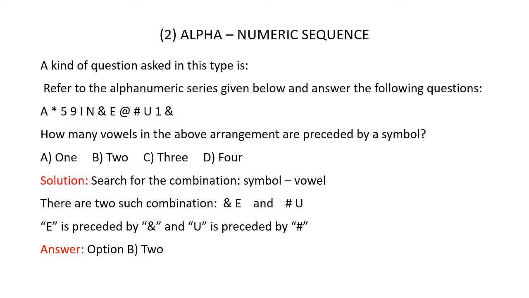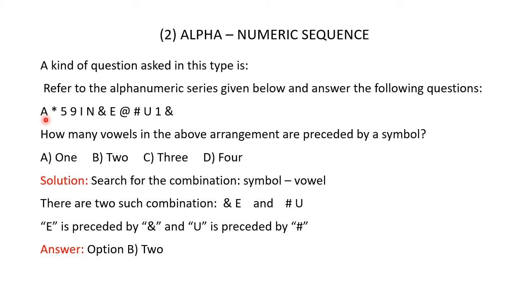Here the question is, how many vowels in the above arrangement are preceded by a symbol? You are given 4 options. You have to find out which of these options is correct. Now here you are asked to find how many vowels in the given alphanumeric series are preceded by a symbol. This means the symbol has to come before the vowel. So you have to search for the combination symbol vowel.